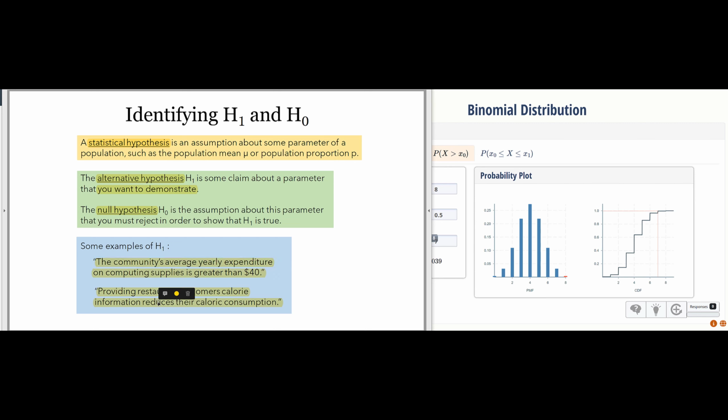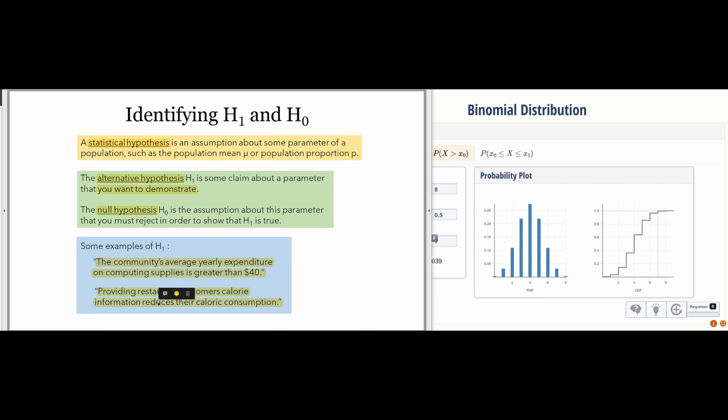Now, here's a syntactical or semantical little hint about how to set up your null hypothesis. The null hypothesis always contains equality.